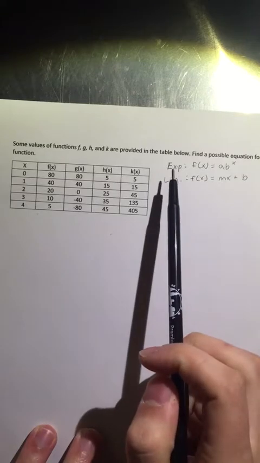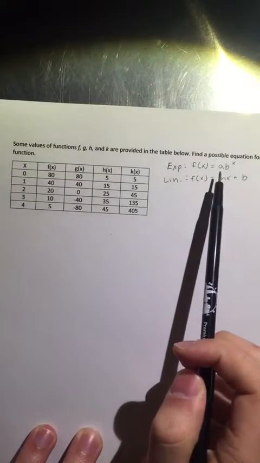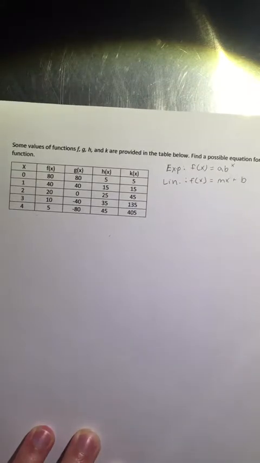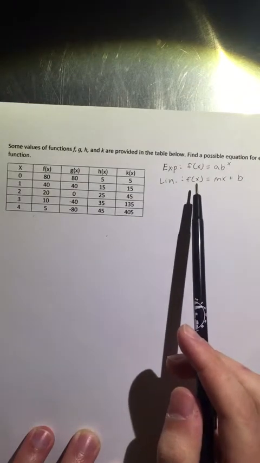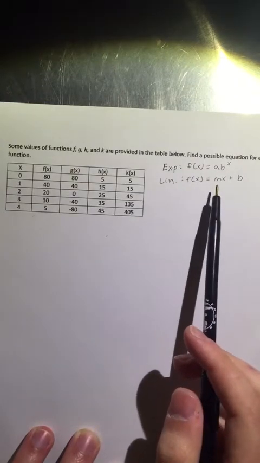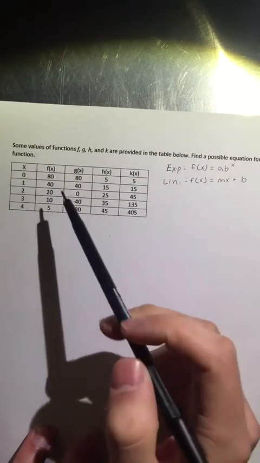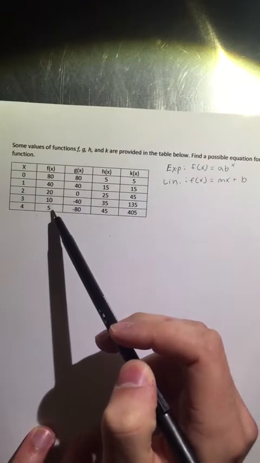I just want to state that the exponential formula is f of x equals ab to the x power. And the linear, most of you have heard of before, is f of x, or y, equals mx plus b. So we're going to look at this first one right here, f of x. So we have 80, 40, 20, 10, 5.